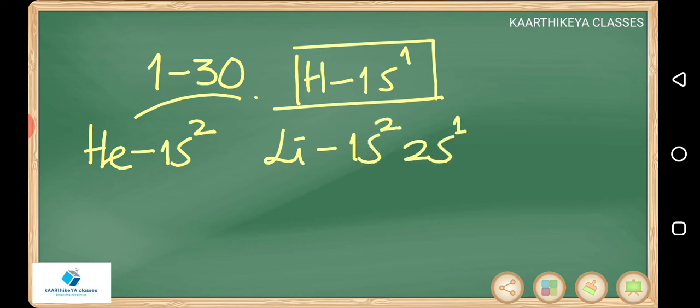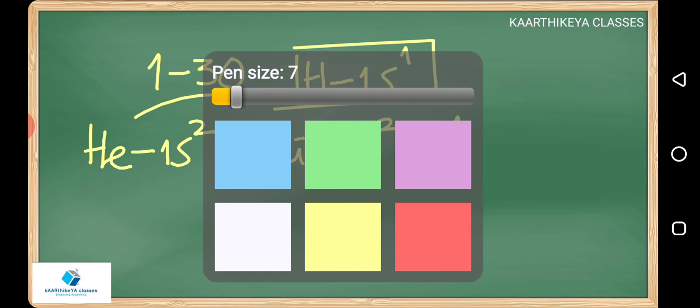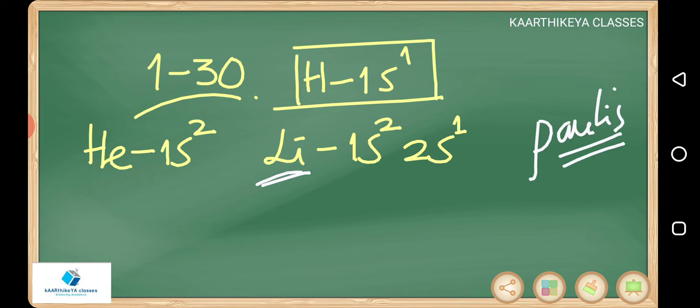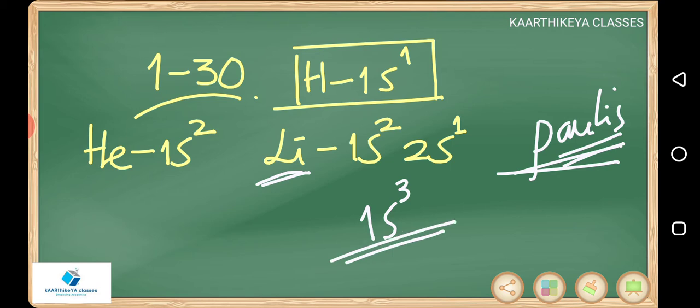See here, one interesting question you can see in books. What is the electronic configuration of lithium if Pauli's principle is not known? What Pauli was saying is that one orbital can accommodate a maximum of 2 electrons. If Pauli's principle is not there, one orbital can accommodate any number of electrons. So lithium's electronic configuration will become 1s3 if Pauli's principle is not known.